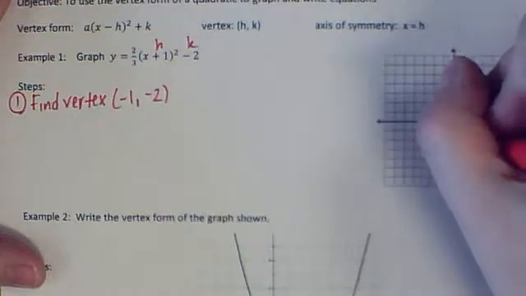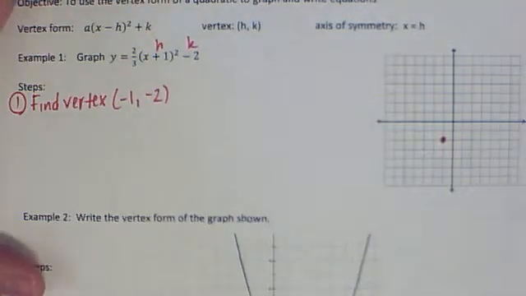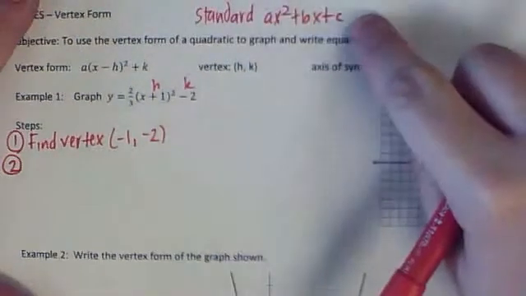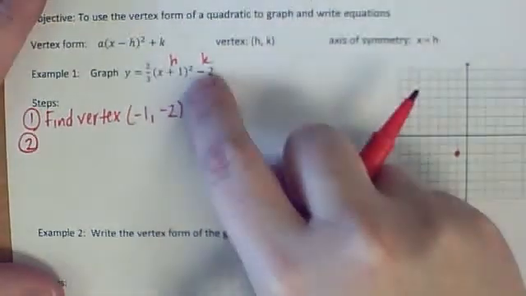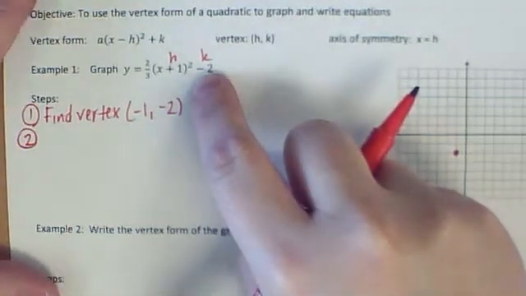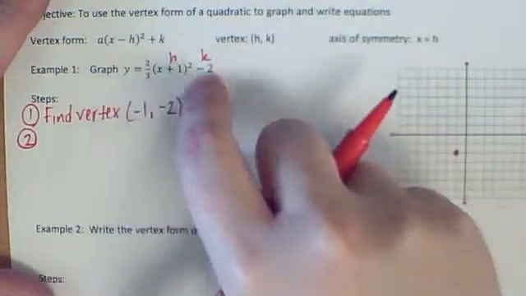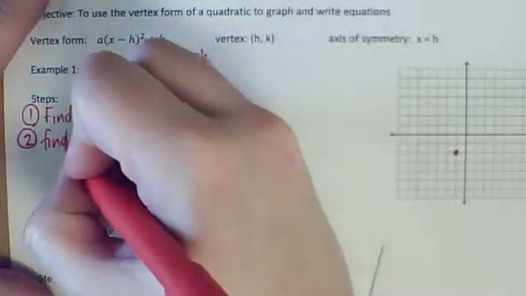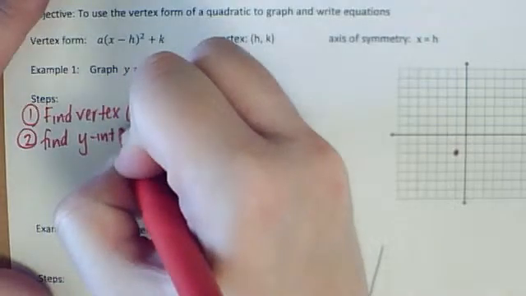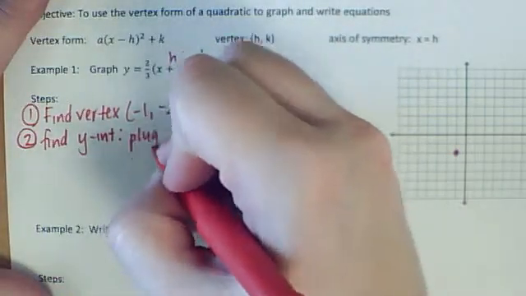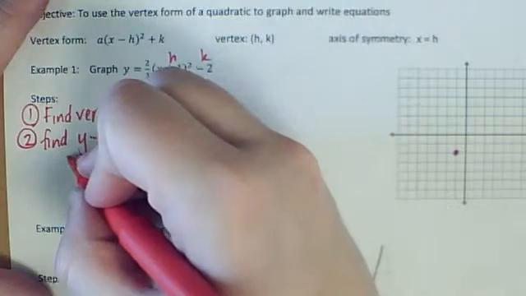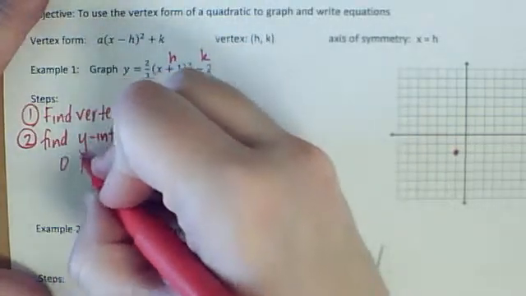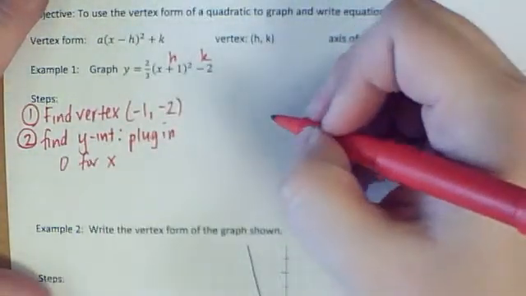So there's our vertex. Let's go ahead and plot that. Negative 1, negative 2. Then after you find the vertex, we need to figure out what that y-intercept is. So last time we could just look and it was the c value. Well, in this case, that doesn't happen to matter, because we don't have a c in our equation. So what we need to do is plug in 0 for x, because we know that x coordinate is always 0. And when we do that, we can solve and get our y-intercept.